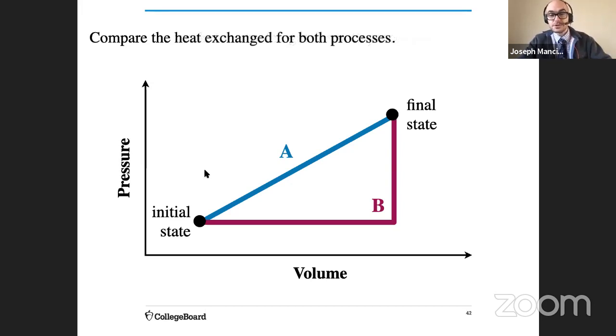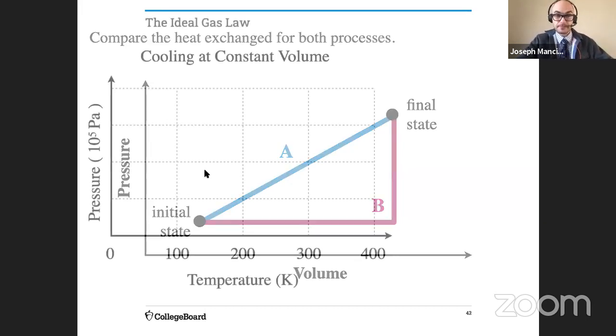What about the heat exchanged for both processes? Well, if both processes begin and end at the same temperature, they have the same change in internal energy. The energy to do the work must have come from somewhere. If process A did a whole bunch of work while its internal energy changed that much, then definitely process A is being fed more heat than process B.